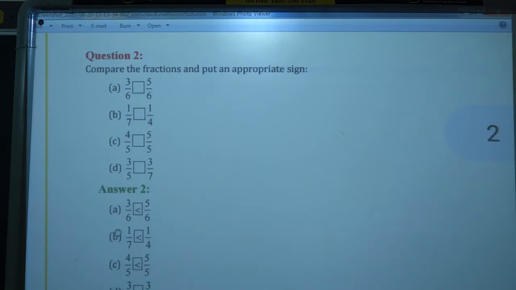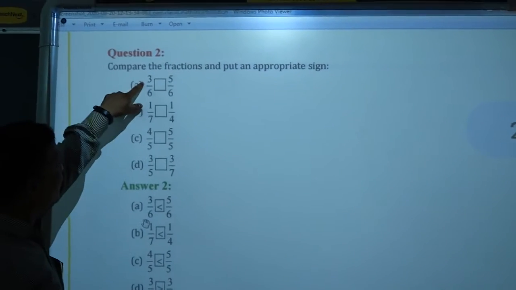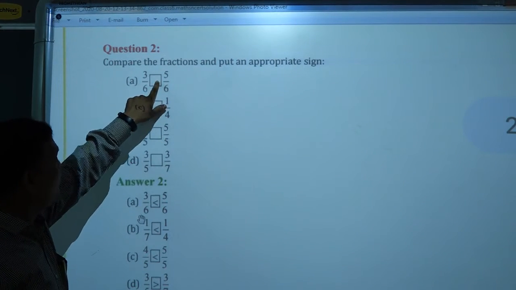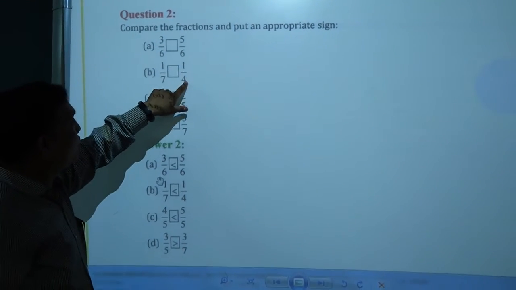Now second question, compare the fractions and put an appropriate sign. Again you have to show your appropriate sign. 3 upon 6, 5 upon 6. Which one is the greater? So you have to put the greater than sign towards 5 upon 6. Next, 1 upon 7 and 1 upon 4.